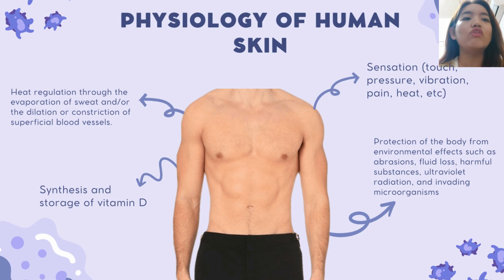Next is the physiology of human skin. Our skin has many functions. First, it gives us sensation, which means we can sense touch, pressure, vibration, pain, heat, and more. Then, it also protects our body from environmental effects such as abrasion, fluid loss, harmful substances, UV rays, and invading microorganisms. Next, it is also for the synthesis and storage of vitamin D. And not only that, it also undergoes heat regulation through the evaporation of sweat and the dilation or constriction of superficial blood vessels.